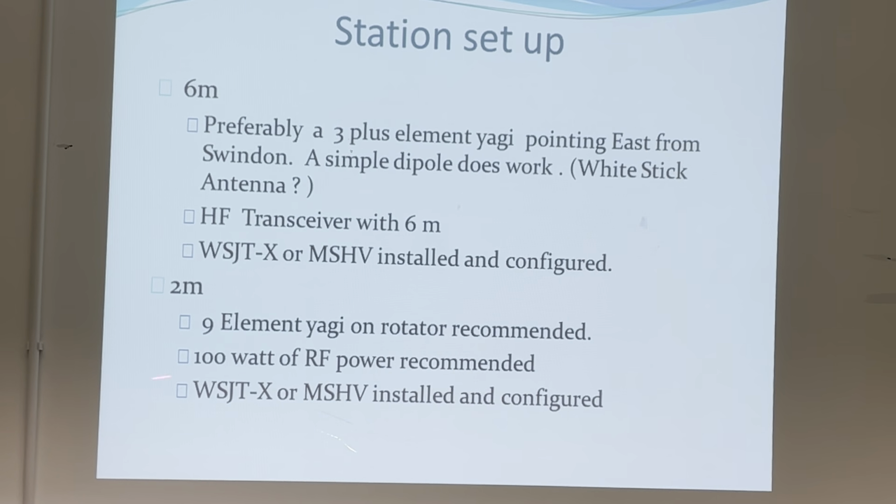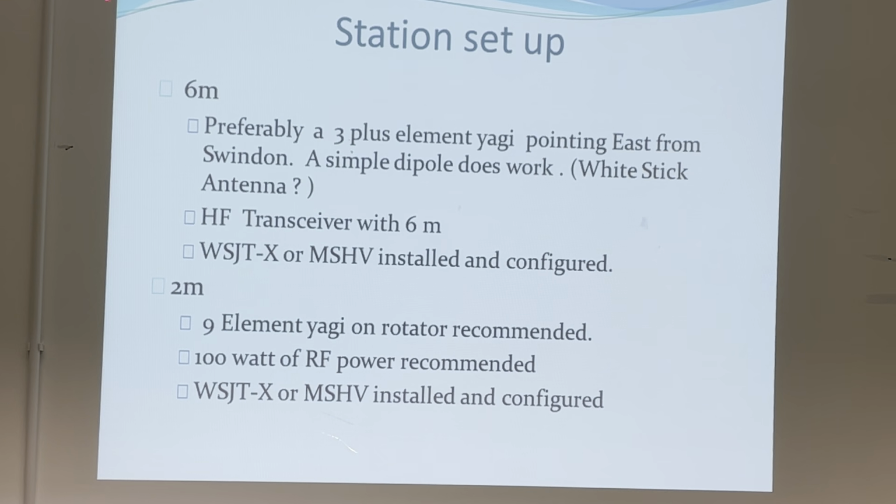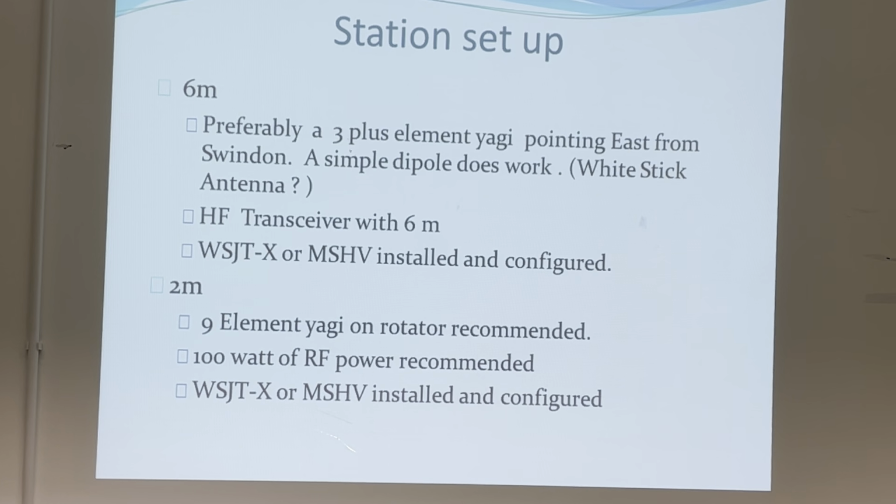Right, so let's talk about what you need from the station. On 6 metres, probably a three element Yagi pointing east. You don't need a rotator because basically, as I said to you, the geometry is wherever the trail is. So it just pointed basically east. A simple wire dipole does work. I've had contacts with people with simple wires.